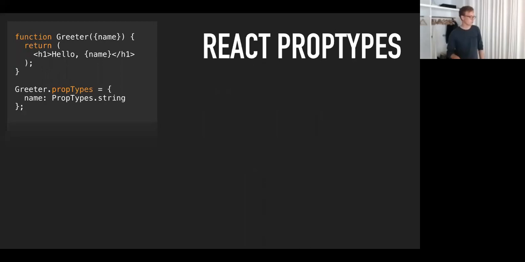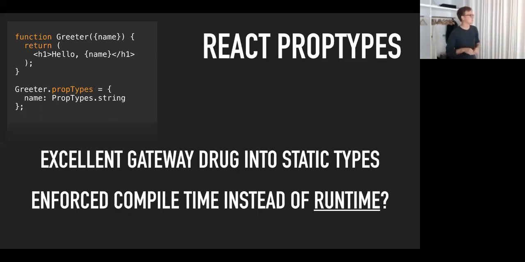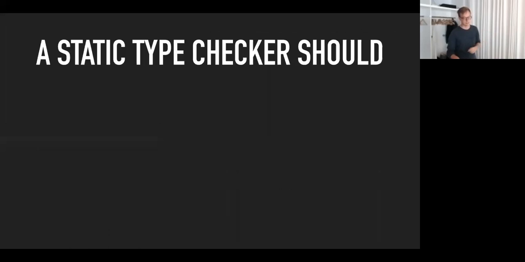For me, having spent some time in JavaScript, one of the actually excellent gateway drugs was prop types in React. I'm not sure, I guess a lot of you are using React and maybe are using prop types, which basically is runtime type checks for you. So that's nice. But what if we could enforce those at compile time instead? That's kind of the idea.